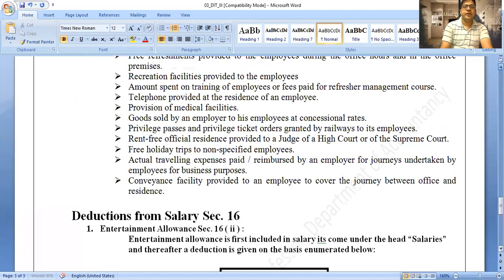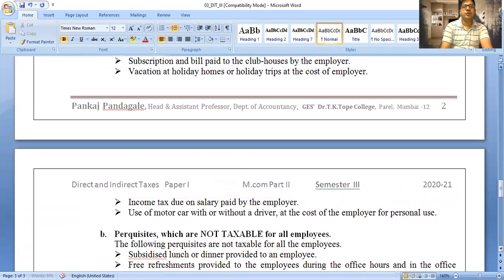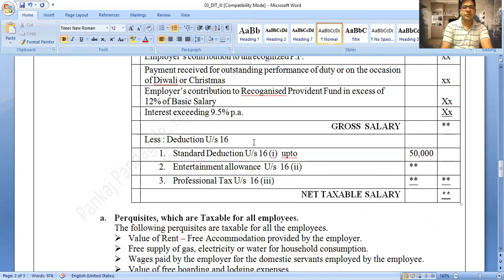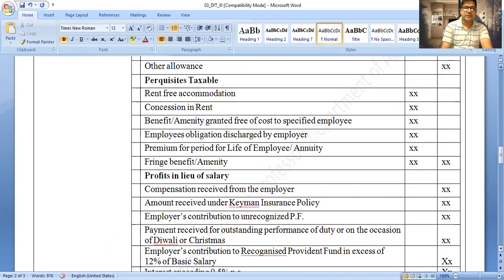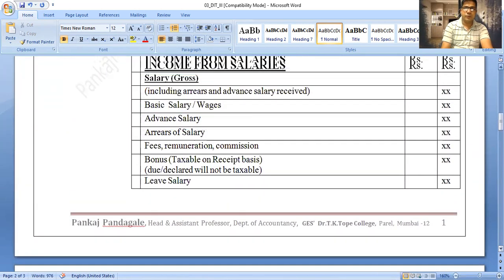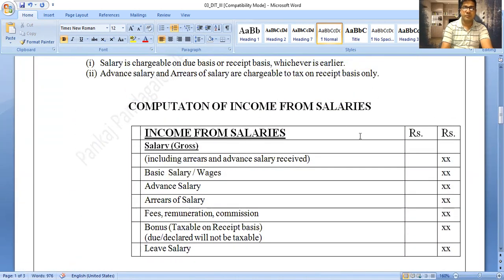and these deductions are deducted from the gross salary, and after giving the deductions from gross salary, the remaining amount will come, which is the net taxable salary. Okay, fine. So we understand how we will compute the taxable income from salaries. Now friends, we have to study certain problems, and we have to understand how we will calculate them.